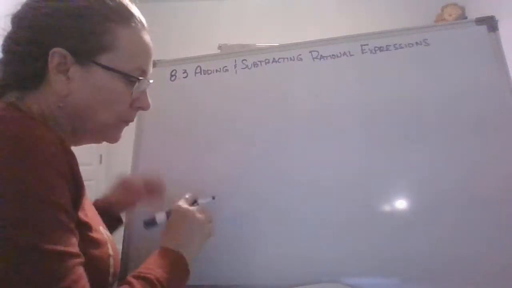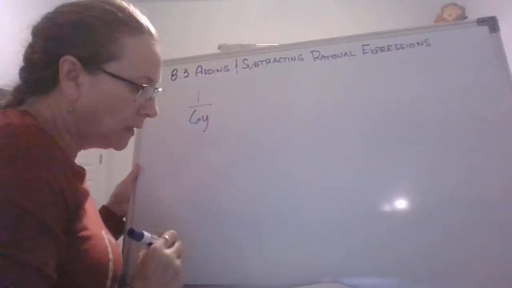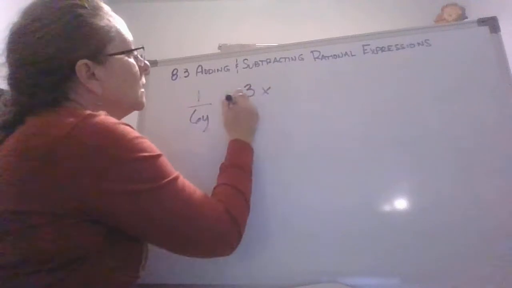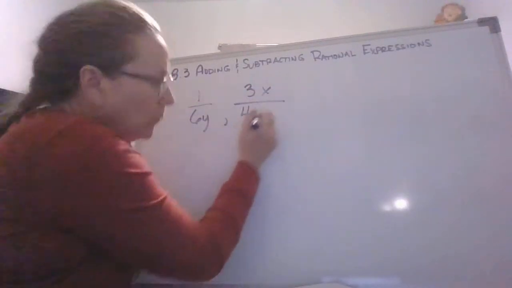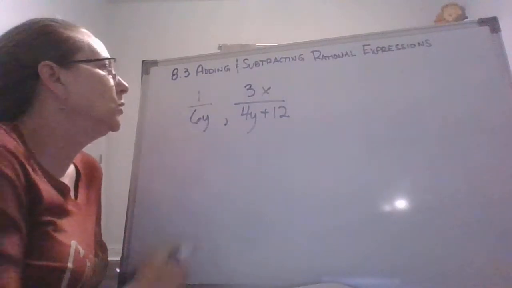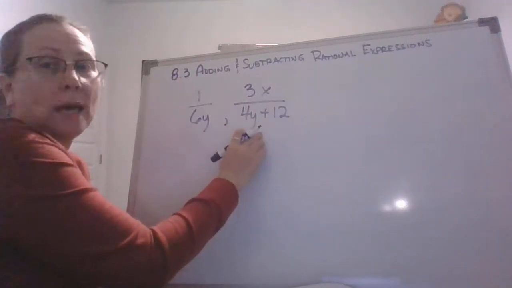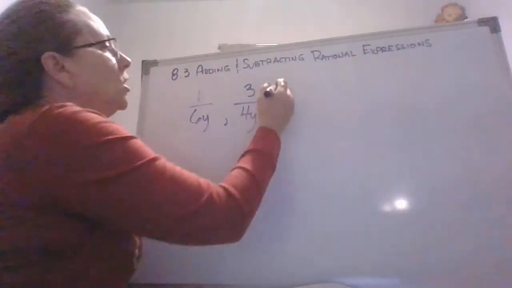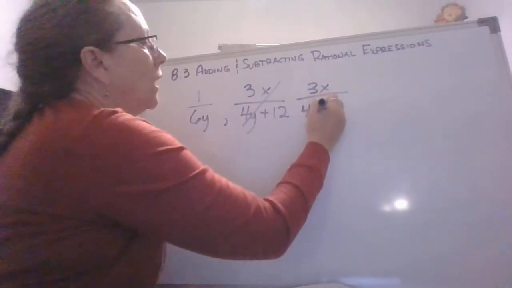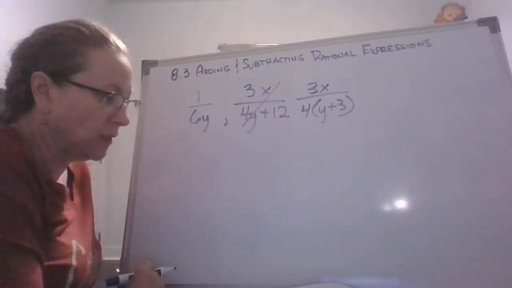All right, so here we go. Let's stick with our first example, 1 over 6y, comma, 3x over 4y plus 12. Now, first thing we need to do is look at our factors. Can this be factored? No. Can this be factored? Yes. So this can be factored and changed into 3 over x, factor out the 4, y plus 3. Now we have all of our factors.